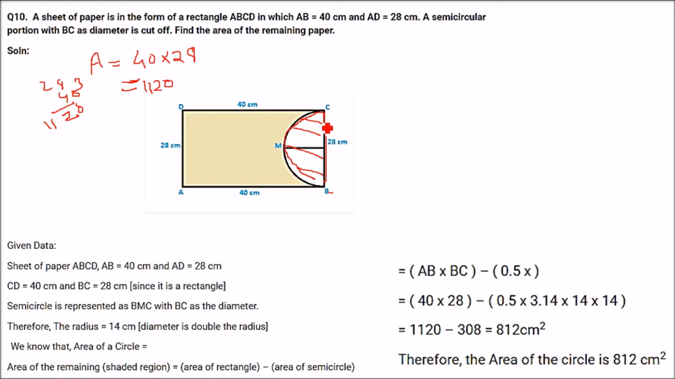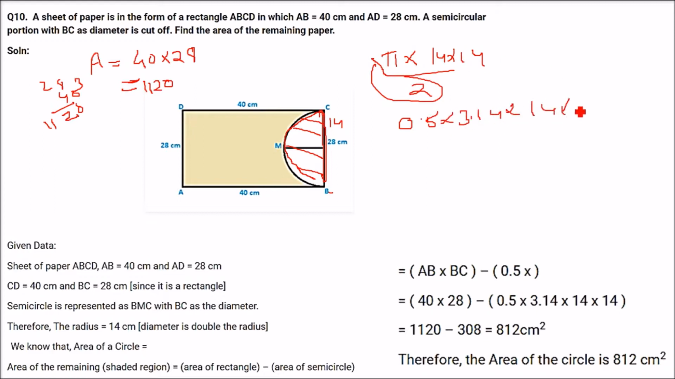Now we have to find the area of this semicircle. What is the radius? 28 is the diameter, so the radius is 14. So pi r square, that is 14 into 14. This is pi r square, but this is a semicircle, so you have to divide it by 2. So ultimately you are doing 0.5, that is 1 by 2, into pi, that is 3.14, into 14 into 14. And this is going to come as 308.